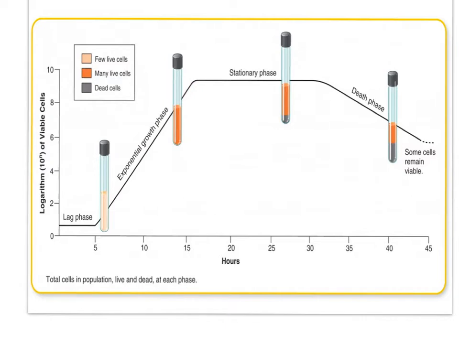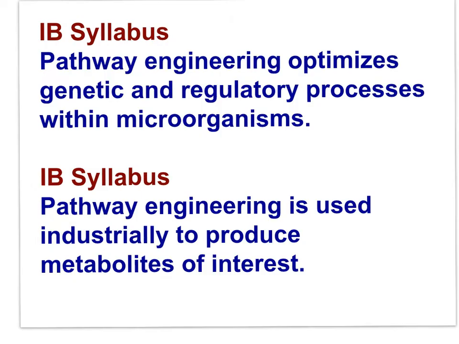Some industrial cultures allow the microorganisms to reach the plateau phase or beyond. These are batch cultures where the product is harvested only at the end, then the tank is cleaned and cultures are started anew. Here are 2 new IB syllabus statements relevant to this movie.